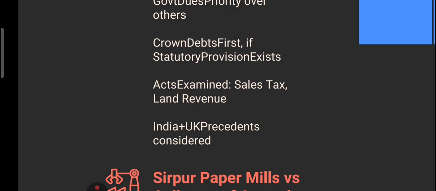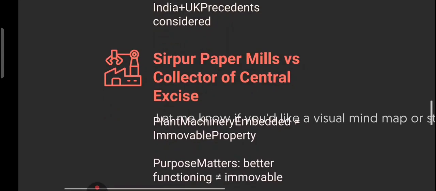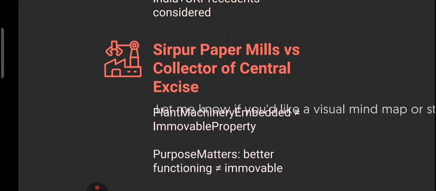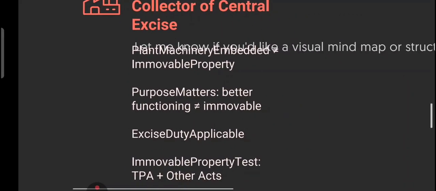So who gets top priority? Government dues get top priority, and this is called crown debt. That is what this case study highlights. Second case we have, Sirpur Paper Mill versus Collector of Central Excise. See what happened in this particular case.